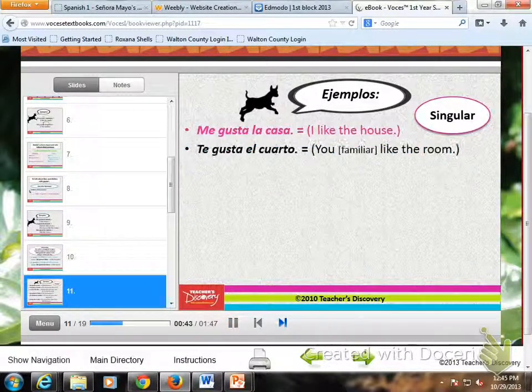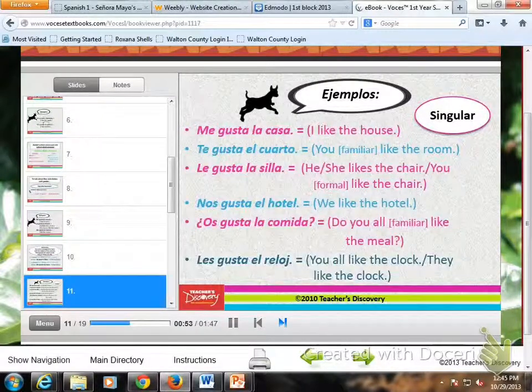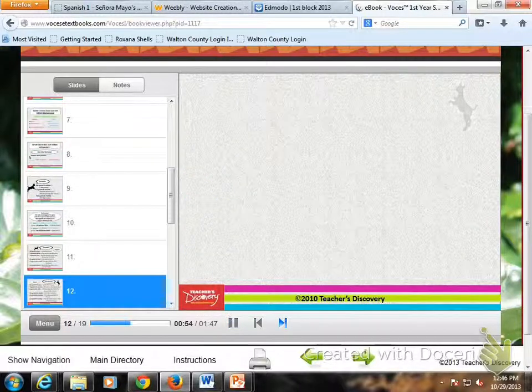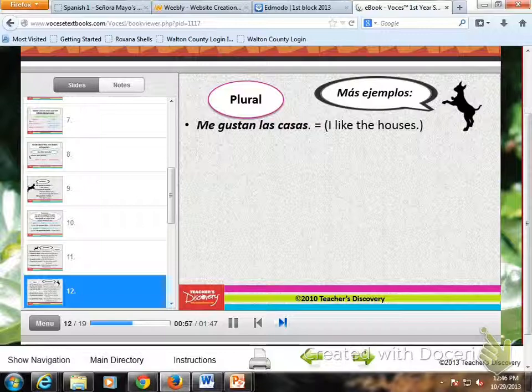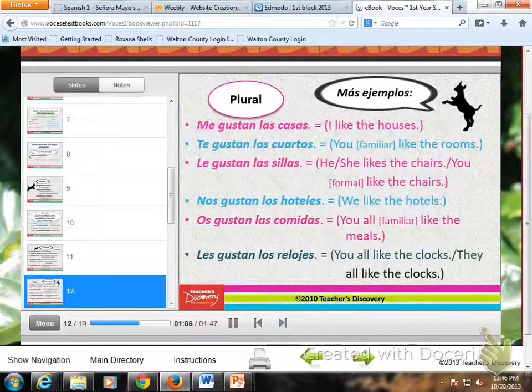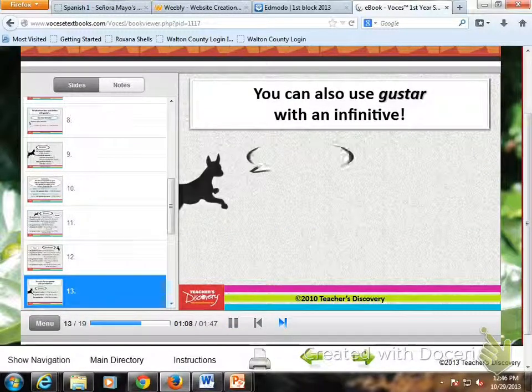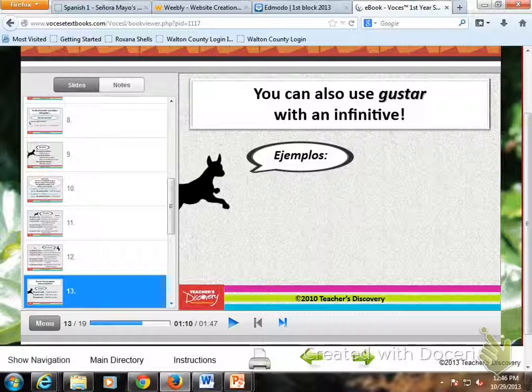All right, a couple of singular examples here. I want you to notice that it doesn't matter who likes anything. It matters that the verb stays the same. Okay. And then for some plural examples, meaning you like more than one thing, it doesn't matter who likes it. It matters that the verb stays gustan for all things, or you liking plural things, more than one thing.